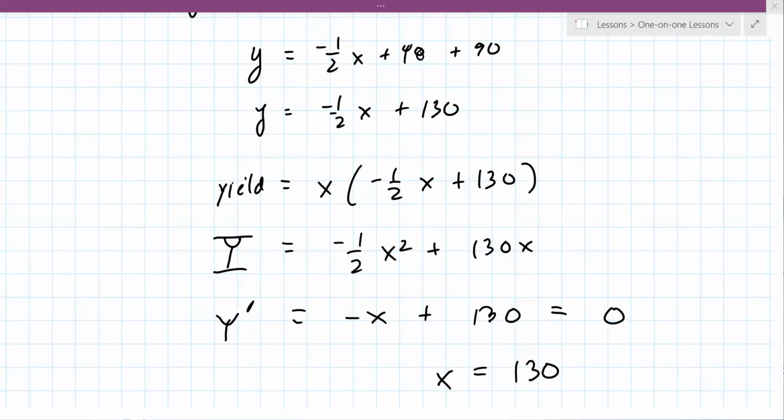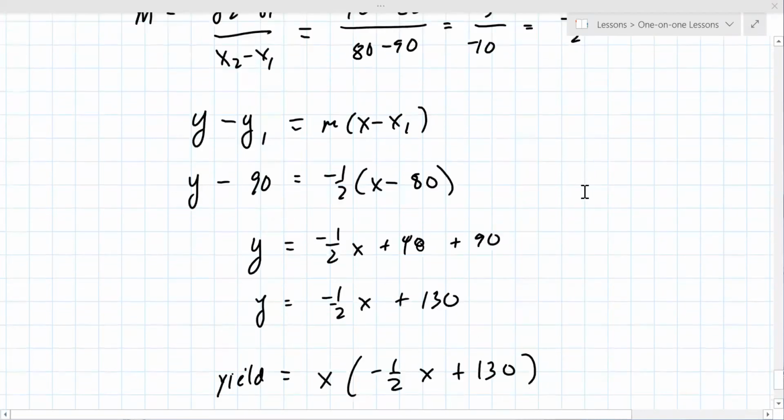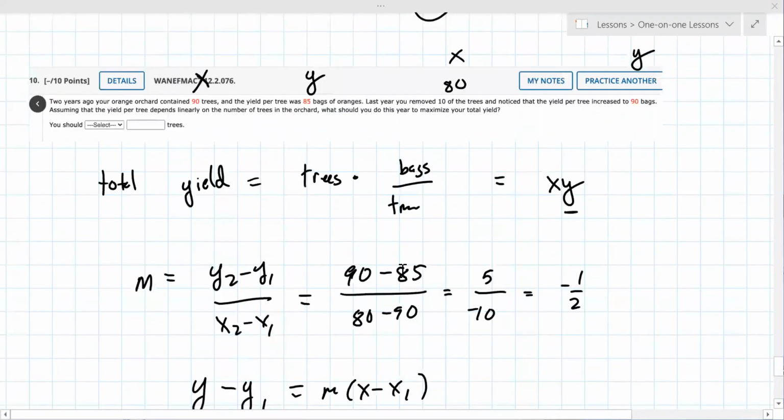I put in 130. Okay, it says it's wrong. It says you should plant... So it may be that they want the Y value, which is 65 in this case. No. Okay. Give me a moment here. Oh, I got it. I did 130 minus 80 to see how many more trees to plant, and it was 50. Okay.